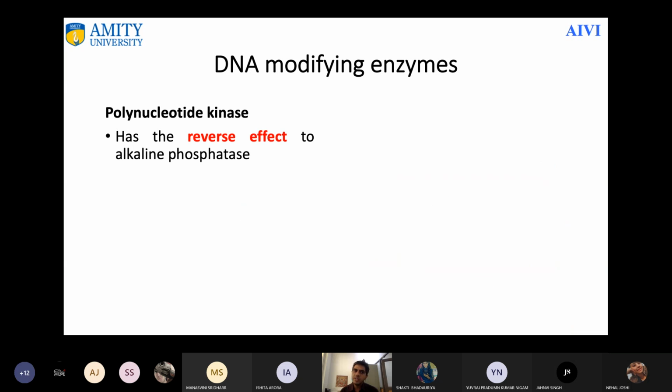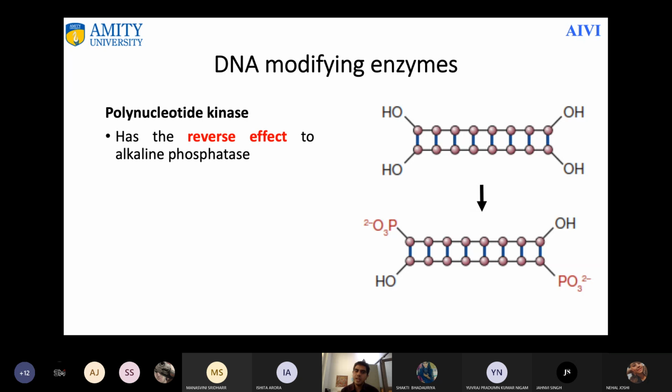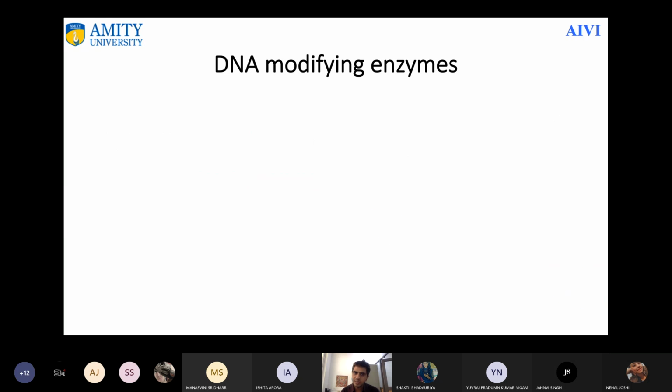The second one is the kinase. Kinase is the reverse of that. If you want to add a phosphate, you can add kinases, and for that you need ATP. So two enzymes that I mentioned: one is the alkaline phosphatase, whose job is to remove the phosphate group, and the kinase, which is going to add the phosphate group. So they are the reverse of the alkaline phosphatase. They are going to add the phosphate group at the 5' terminus.